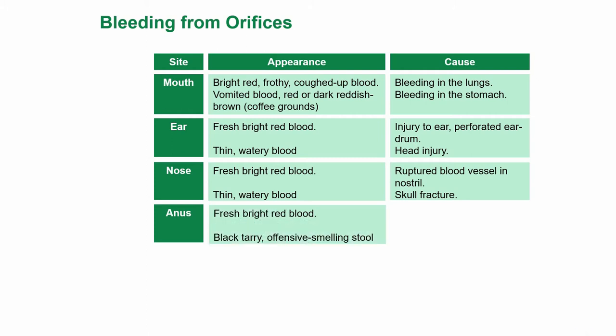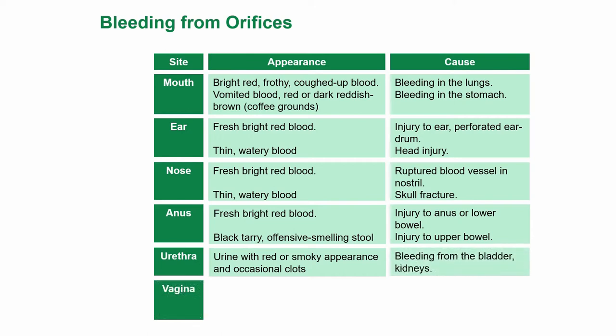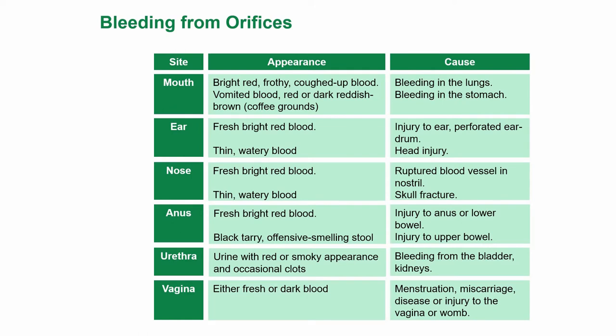Bleeding from the anus, if it's fresh, bright and red blood or black, tarry, offensive smelling stool, could either be injury to the anus or lower bowel or injury to the upper bowel. And the urethra, urine with red or smoky appearance and occasional clots. This could be bleeding from the bladder or kidneys. And with the vagina, either fresh or dark blood. This could be due to menstruation, miscarriage, disease or injury to the vagina or womb.